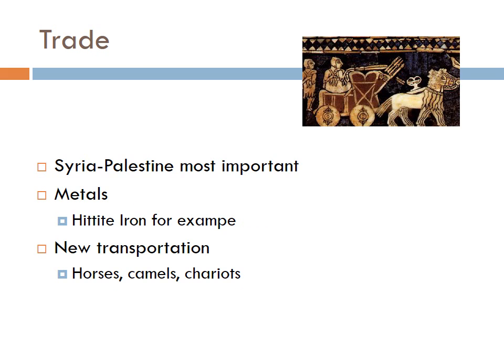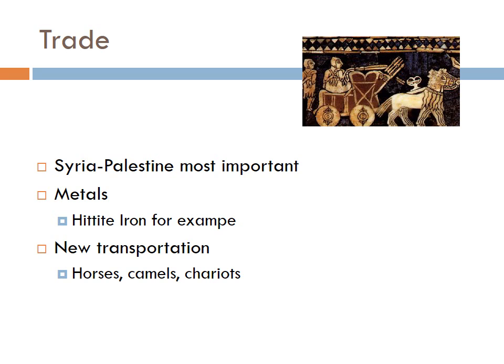Trade, super important. First, widespread networks of trade start small scale, go to medium, then go to long distance. The Syrian-Palestine trade for Mesopotamia, for example, is the most important one. Metals are really, really important. The Hittites, for example, had a large iron industry.